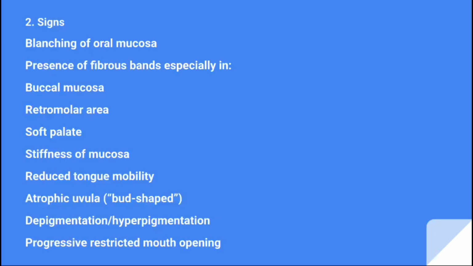So the signs are blanching of the oral mucosa, presence of fibrous bands, especially in the buccal mucosa, retromolar area and soft palate, stiffness of the mucosa, reduced tongue mobility, they can't move the tongue, and an atrophic uvula, because of the bud shape, it will affect the uvula also.